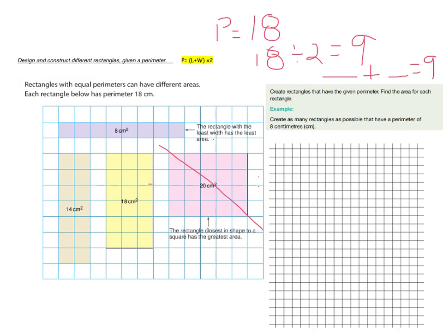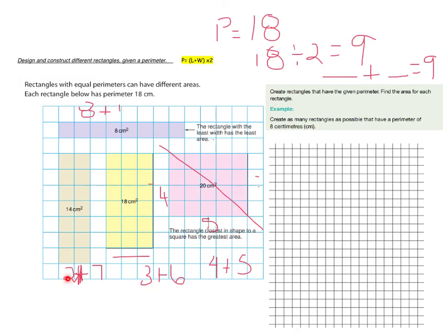Well, what plus what can equal 9? If we take a look at our examples over here, we have 8 plus 1. That equals 9. That's a possible rectangle. We could have 2 plus 7. That also equals 9. That's our other possible rectangle. Here we see 3 plus 6. And I hope you're starting to notice a pattern here. And here we're going to see 4 plus 5. Okay, and as you can see, there is a pattern.